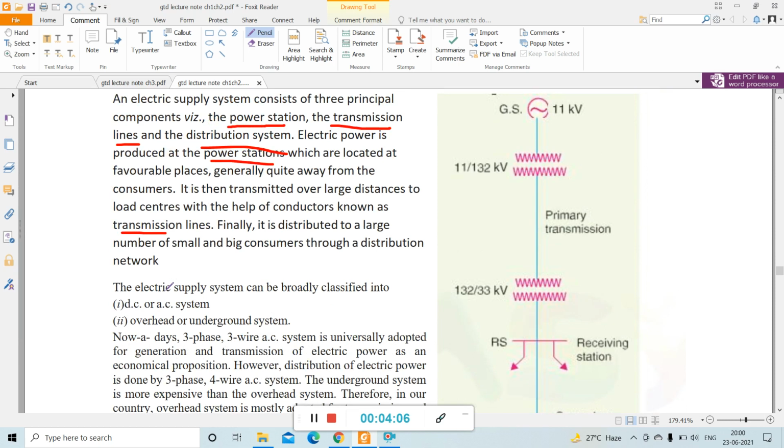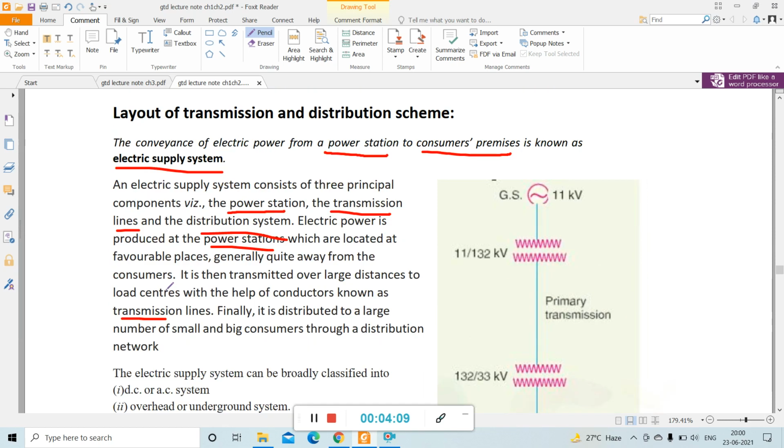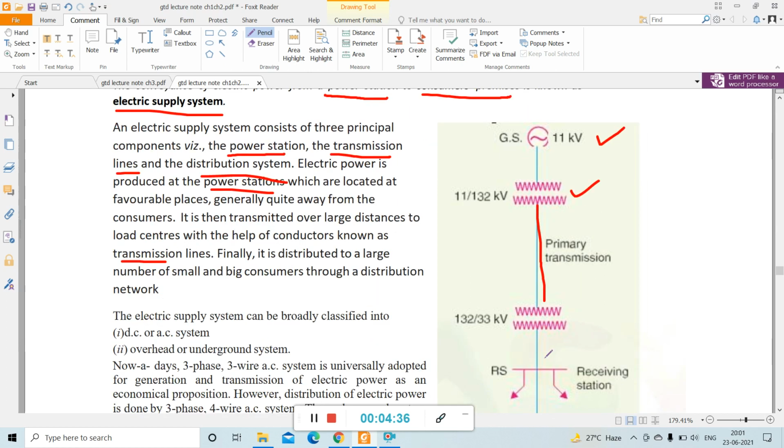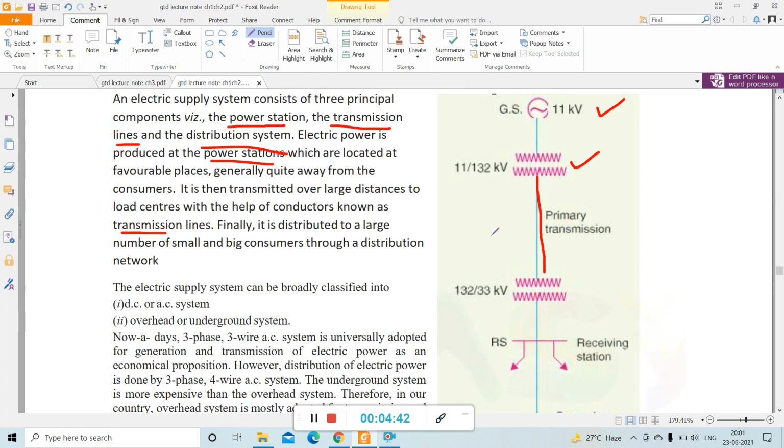Okay, so first we will discuss the generating station. In this figure, see, in this one line diagram, first it is the generating station, 11 kV. Here 11 kV is generated. The next part is the transformer. This transformer steps up the generating voltage from 11 kV to 132 kV. Then this is the primary transmission line. Normally we transmit the electric power at high voltage level to avoid different kinds of losses, problems, etc.